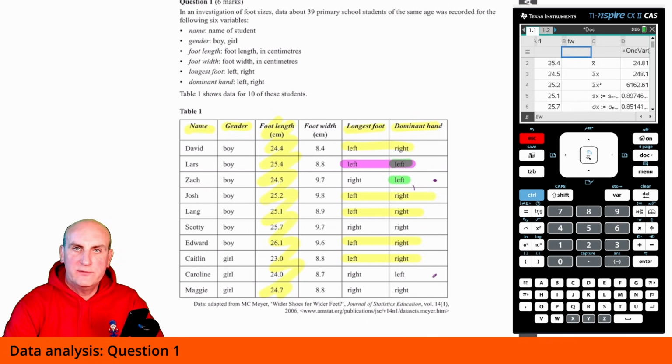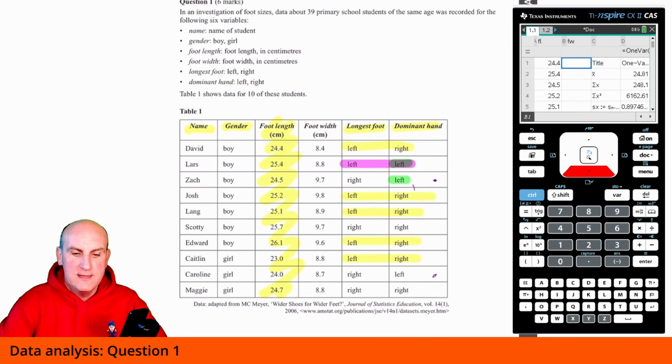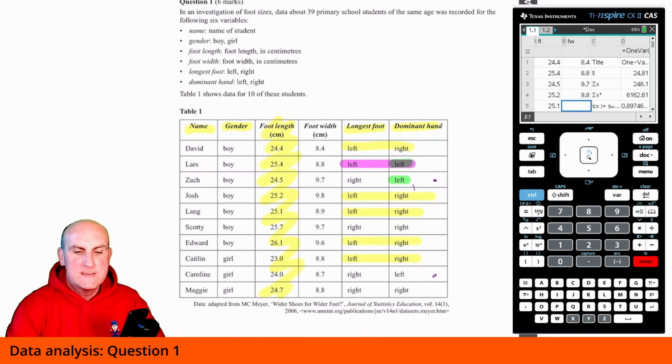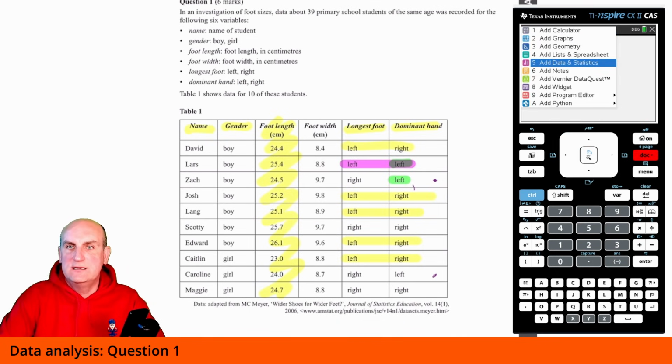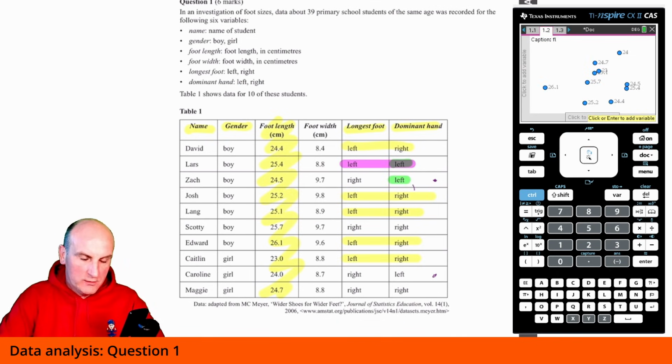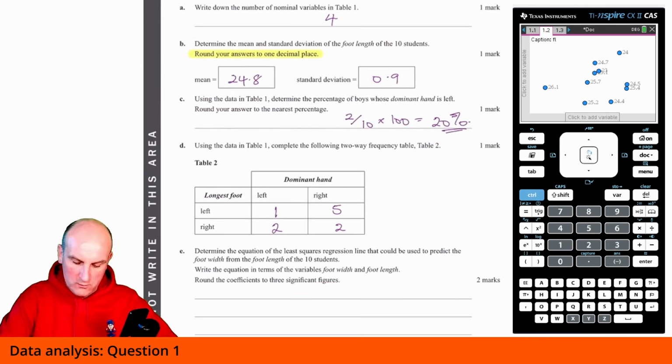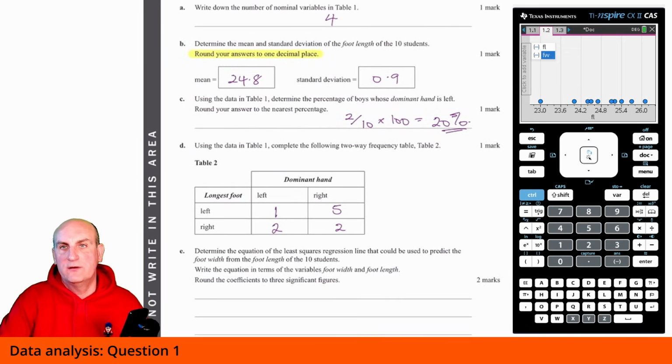And what values have we got? He says, bring that down. 8.4, 8.8, 9.7, 9.8, 8.9, 9.7, 9.6, 8.8, 8.7, 8.8. There we go. I'm going to get rid of all that data. Actually, I don't need to. I'm going to go over now and do a control plus data and statistics. What do we want on the bottom? What was my explanatory variable? It was foot length. So foot length up here is going to be foot width.